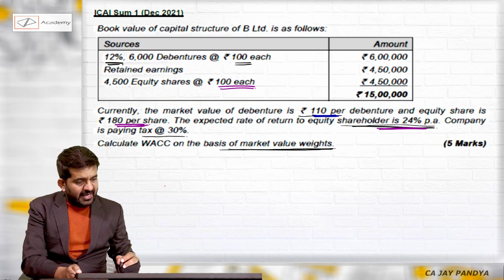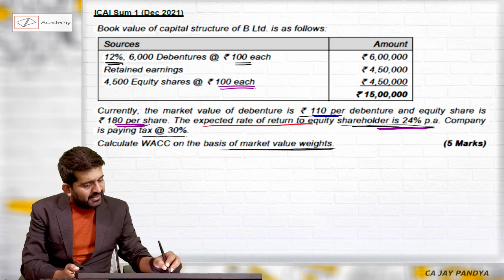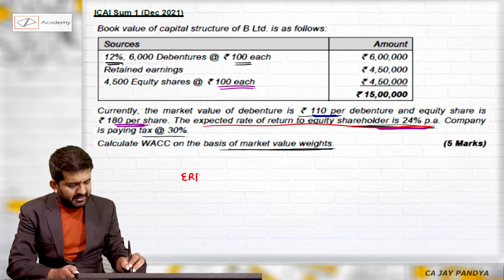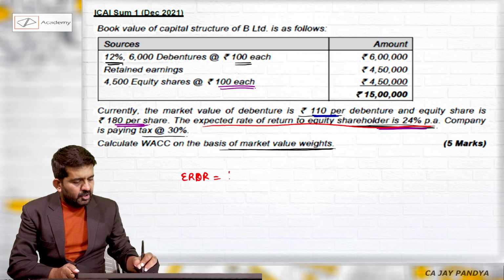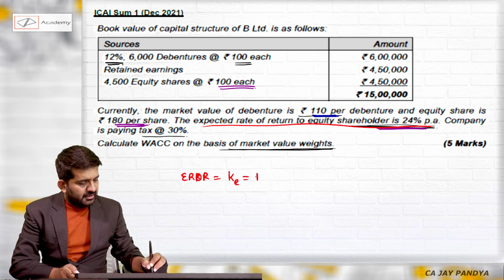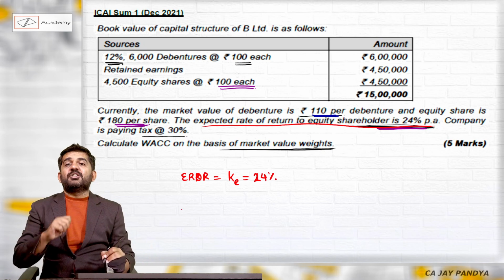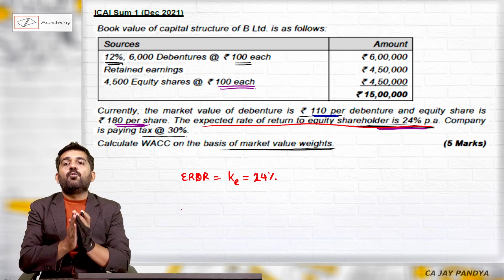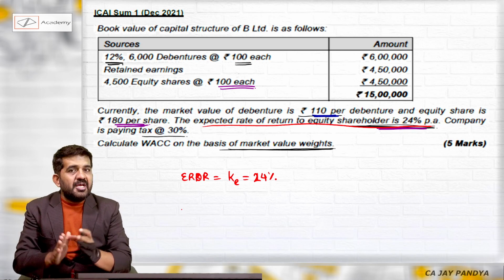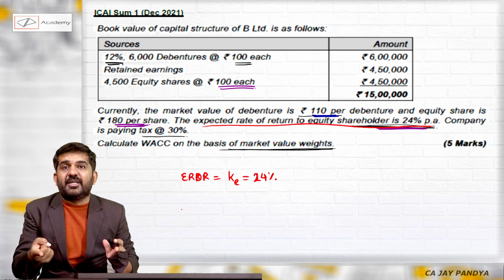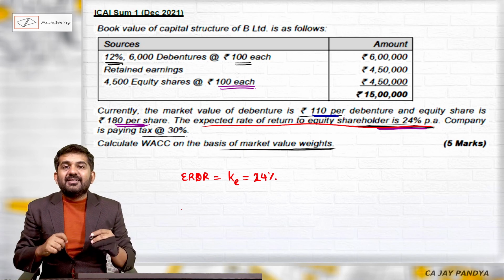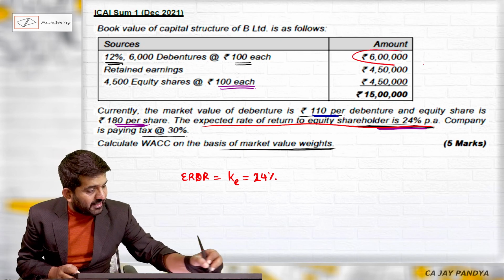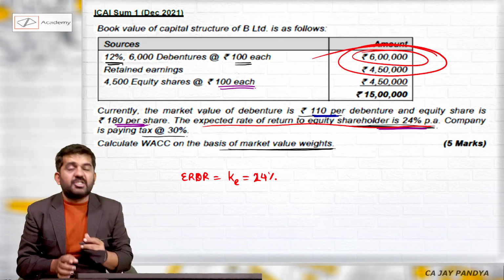See the language used: expected rate of return to equity shareholders is 24%. What does this mean? Equity shareholders require a 24% rate of return. It is never required on face value. Recently only I told you that retained earnings will be discounted. See, equity shareholders will not expect only on this money. They will expect on this money.